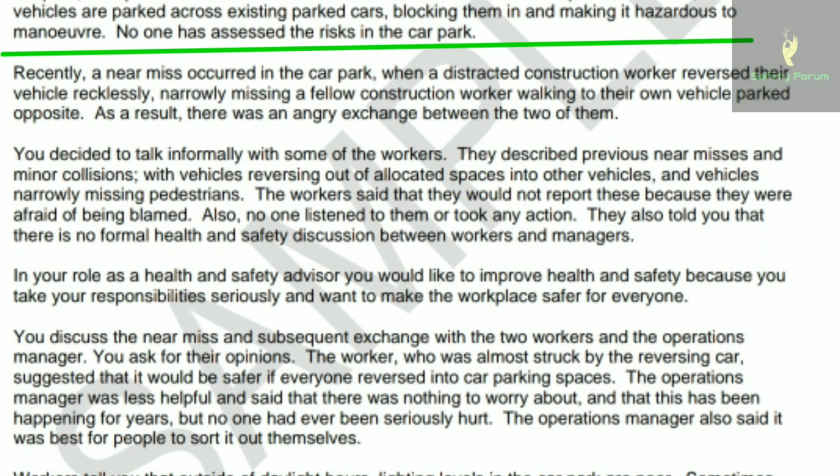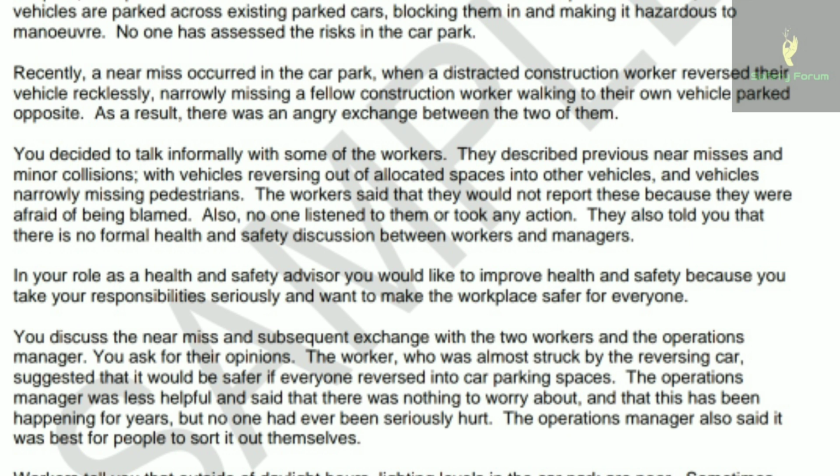So this statement means there are no proper parking facilities. There are only limited parking facilities, right? They are parking a car behind another car, so obviously it will be blocking the pathways. If someone is parking a car behind another car, the other person won't be able to take out their car. There are no proper assessments done for this parking area.